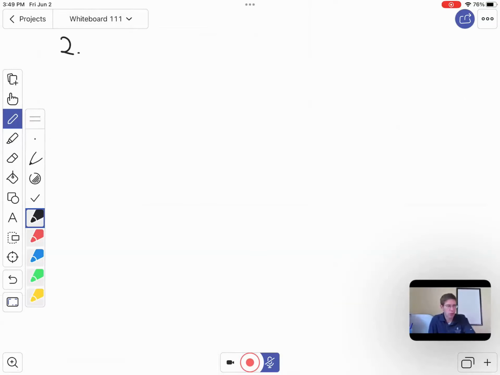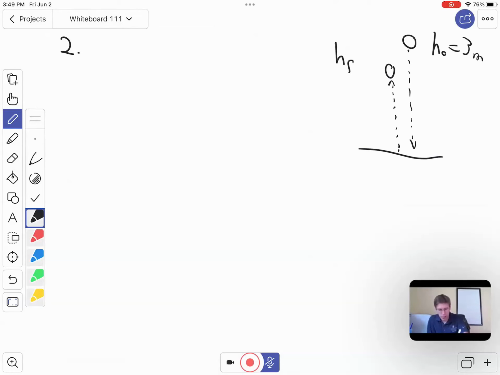So in pre-lab question number 2, we're told that we have this ball that's being dropped, released from some initial height. It's going to fall down, hit the ground, and then it's going to bounce back up and return to a lesser height. And so we're told h initial is 3 meters and h final is 2 meters. And the ball has a mass of 1/2 kilogram. And then we're asked to calculate a series of different things.